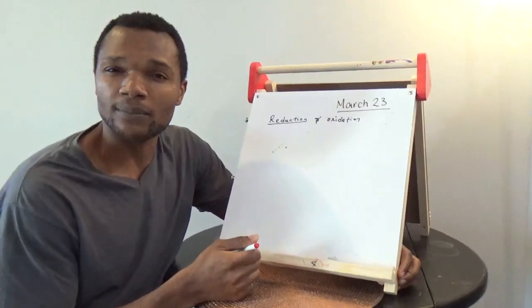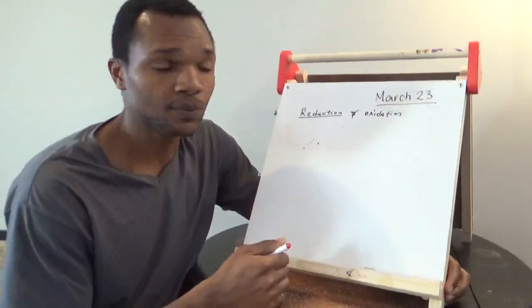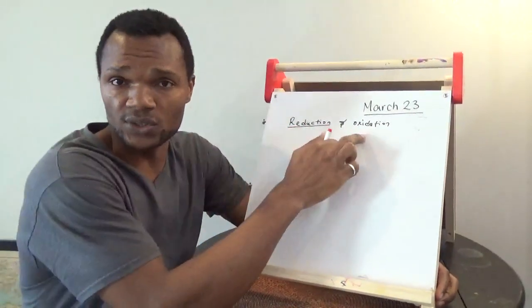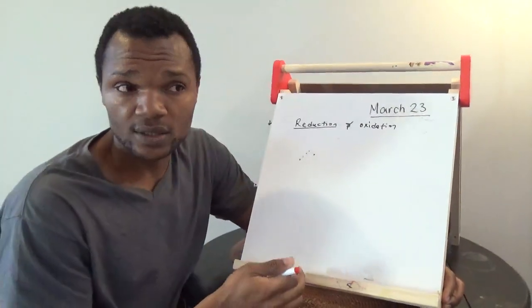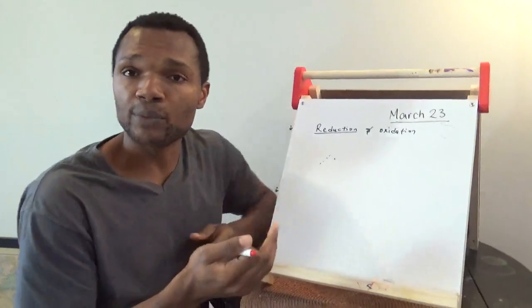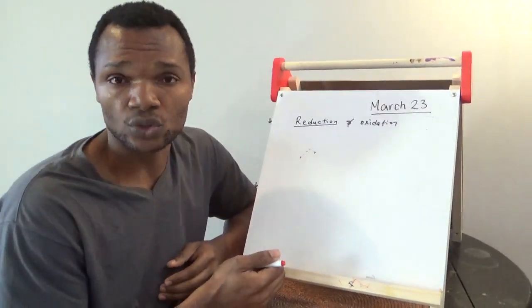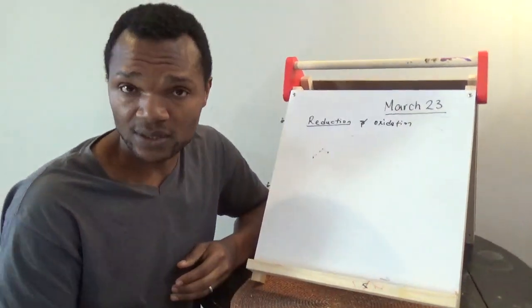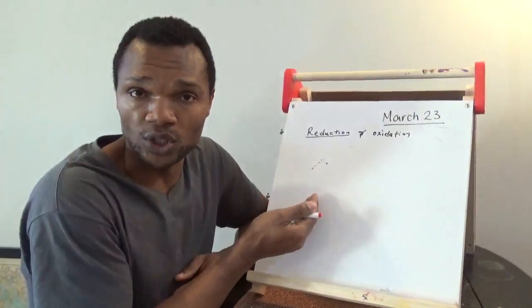And so today it was our first day for the virtual classroom, and we're going to talk about reduction and oxidation. So this is a new unit. This is unit 8, and this is going to be electrochemistry. So I already posted the slides for today's class. So please check the slides, and while you have the slides open, then you can watch the video.